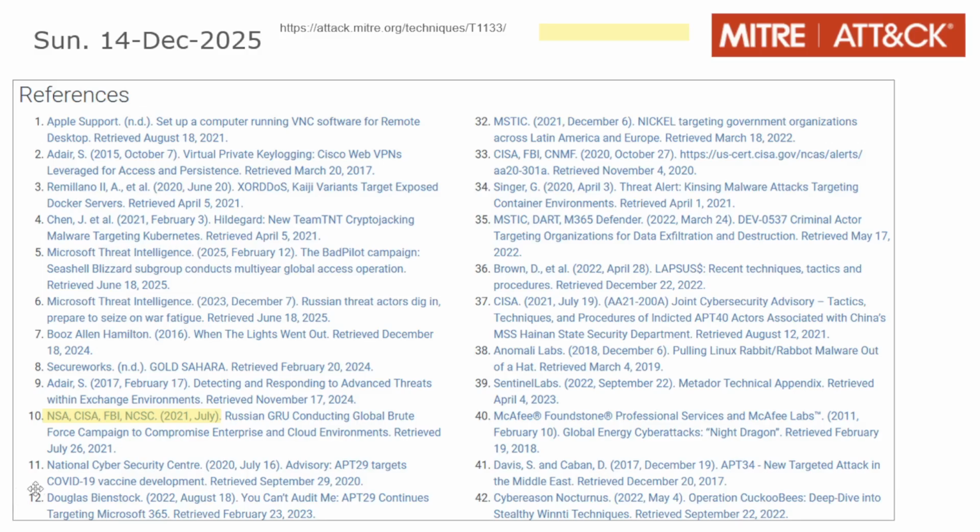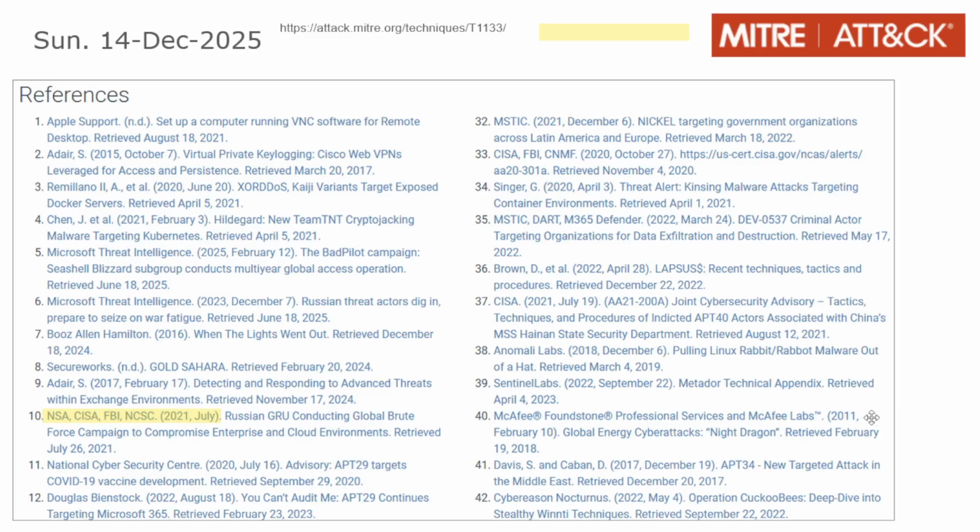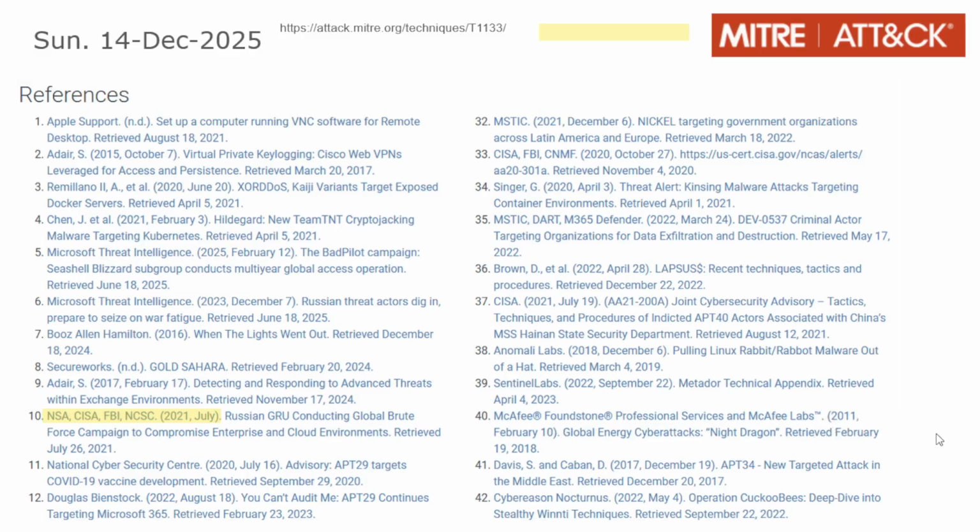Okay, then National Cybersecurity Center, NCSC. Then we have again the Mystic group, CISA again, another time Mystic, CISA. So as you can see, you have here a lot of these agencies and the big players like Microsoft participating in this, McAfee as well, from 2011. Okay, that's quite an old attack, but okay. Yeah, so those are the references.